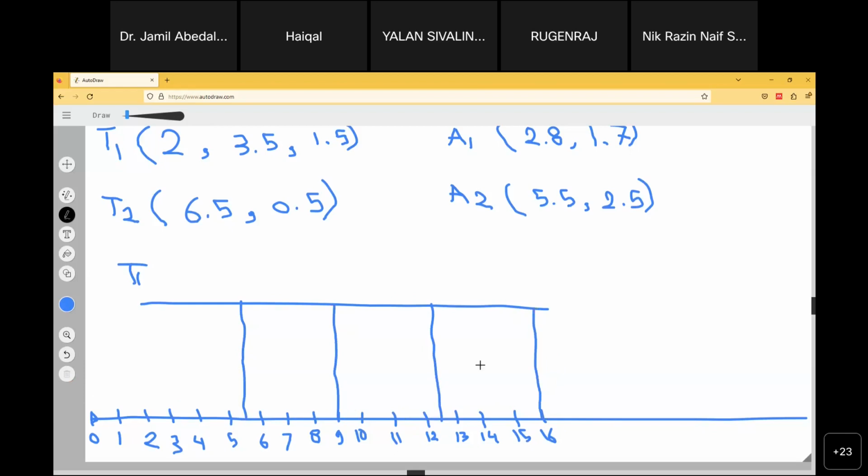Okay, that's for task 1. Done. We go to the next task, which is task 2. Let's choose a different color. Okay. Task 2, starting from 0.